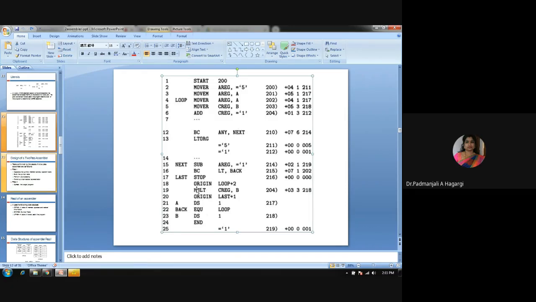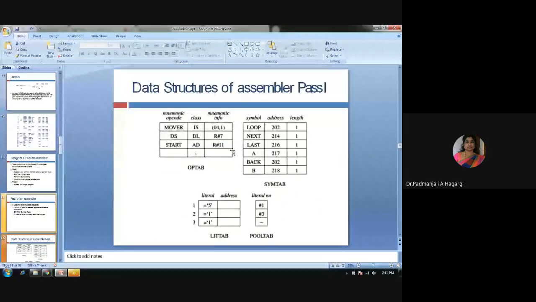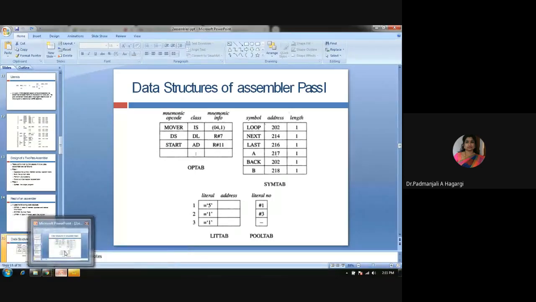Next, we have a label called last. Just look into the symbol table. Now loop is found, next is found, sorry, loop was found, next was found, back was found. Now again the symbol called last is there.